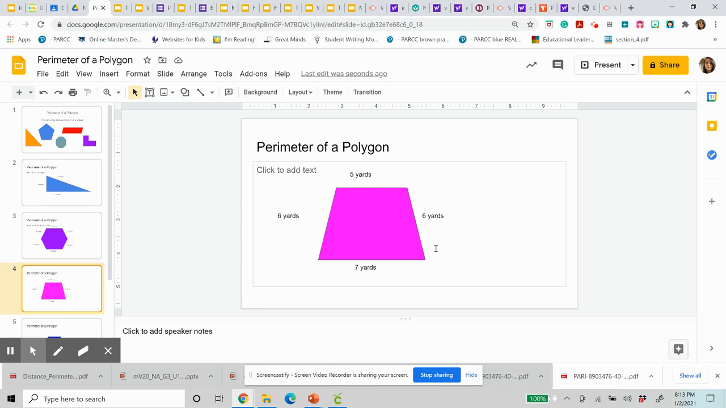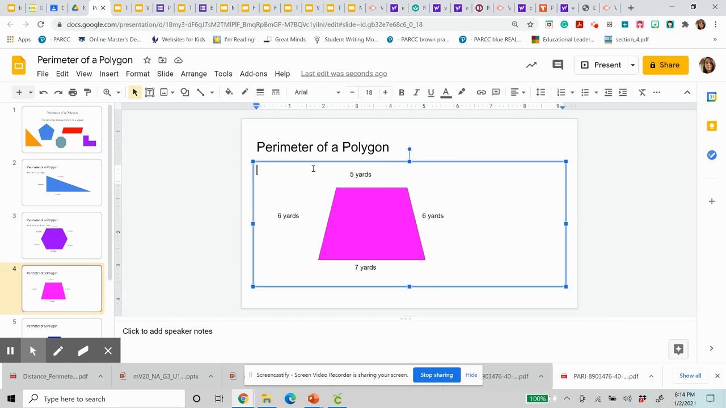Okay, let's look at this shape. We want to find the perimeter. So again, we want to add up all the sides. Okay, so we would say 5 plus 6 plus 7 plus 6, right? The 5, the 6, the 7, plus the 6. Okay, so let's solve this equation. A couple minutes.